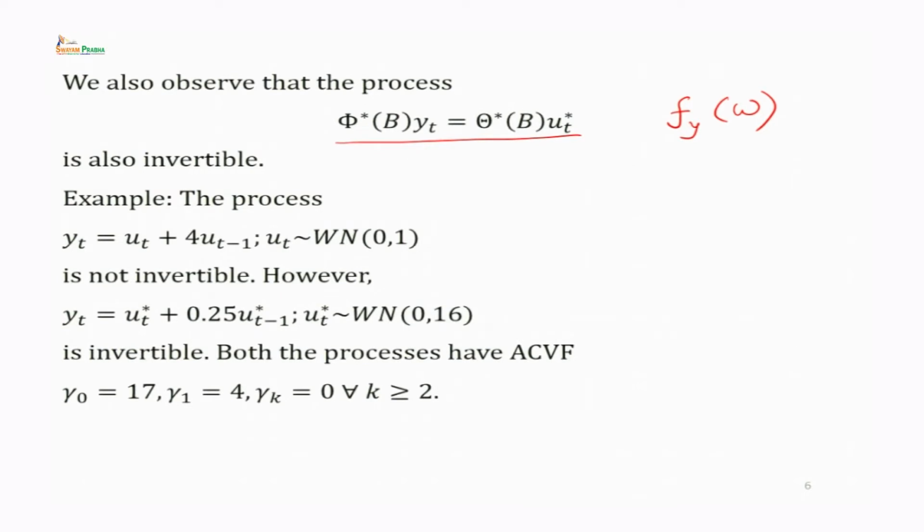So, the original process was not invertible, but you can find a process which is invertible and which has the same spectral density as the original process. Just for example, suppose you have this process y t equal to u t plus 4 u t minus 1. U t follows a white noise process with mean 0 and variance 1. Then this process is not invertible. But if you consider the process y t equal to u t star plus 0.25 u t minus 1 star, u t star is also a white noise process, but with mean 0 and variance 16, then obviously this process is invertible.